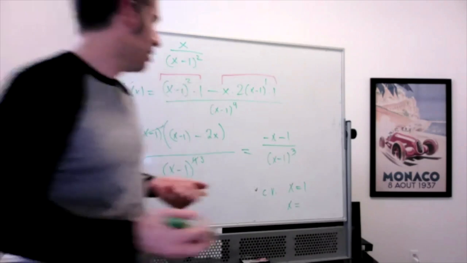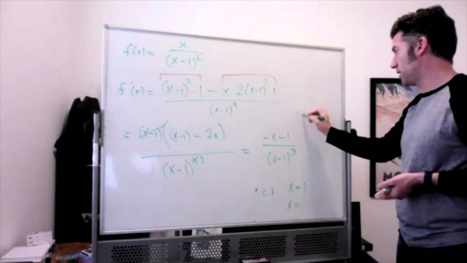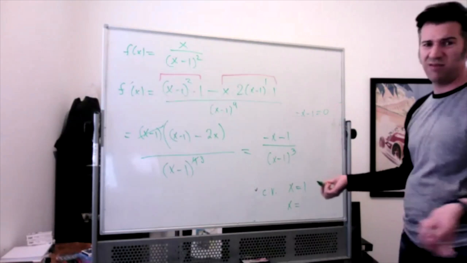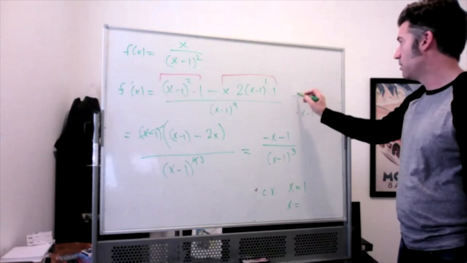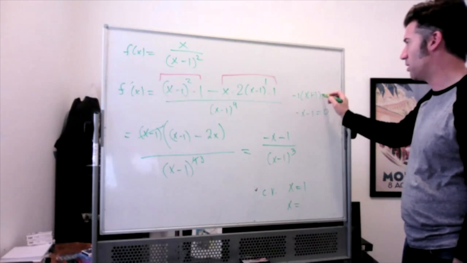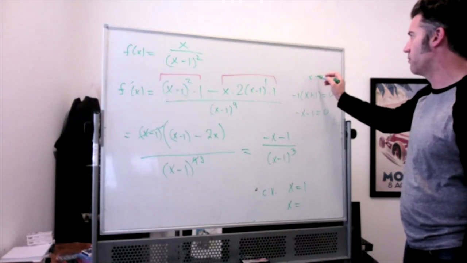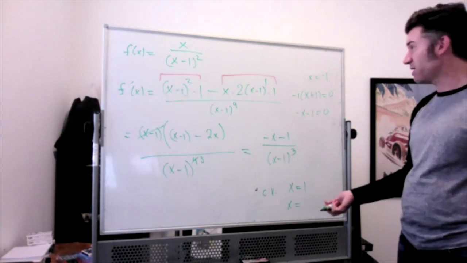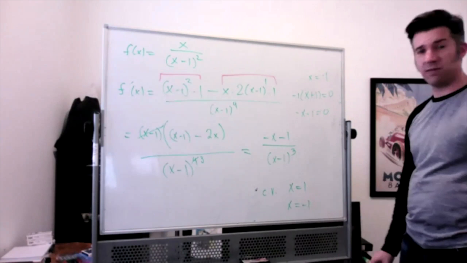Yeah, negative 1. And the way you can solve that is just by setting negative x minus 1 equal to 0. You can even just factor out a negative 1 if you want: negative 1 times x plus 1. Of course, x has to equal negative 1. So x is negative 1. So those are my critical values.